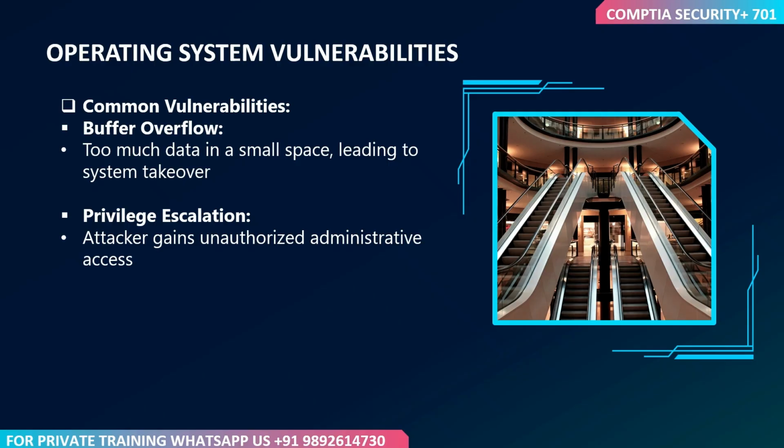Another example is privilege escalation. This happens when an attacker gains higher access rights than they should have. Imagine an intern at a company who somehow finds a way to access the CEO's private files. Hackers exploit vulnerabilities to gain administrative privileges on a system, allowing them to install malicious software, change settings, or even take full control of the system.